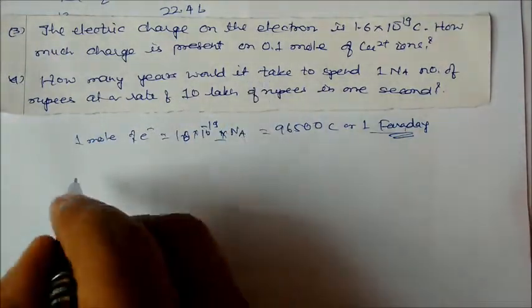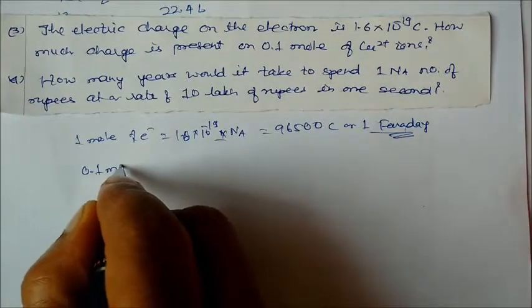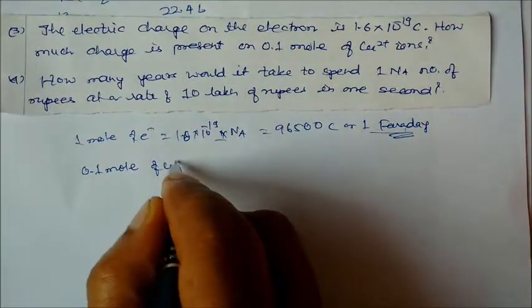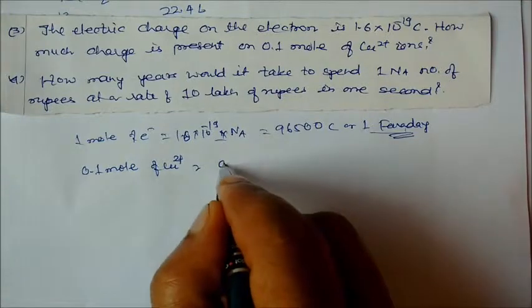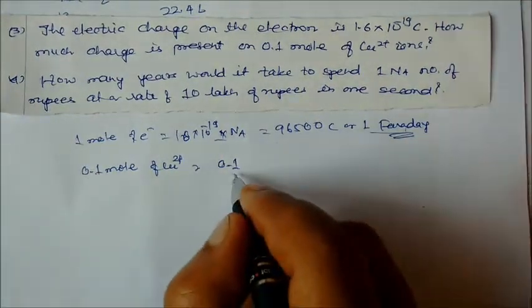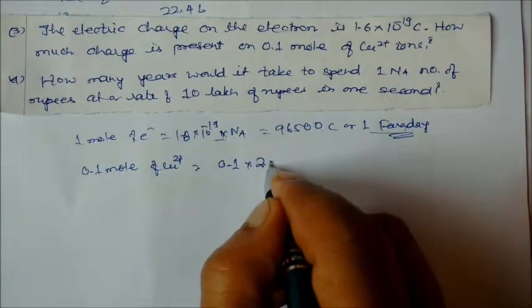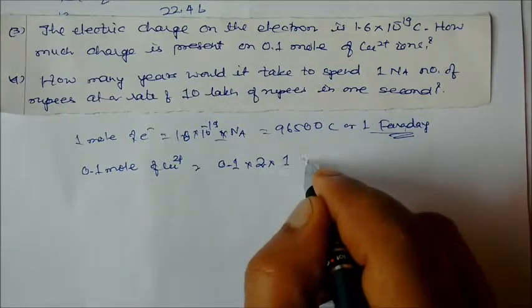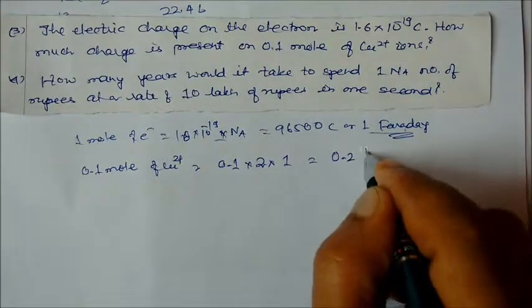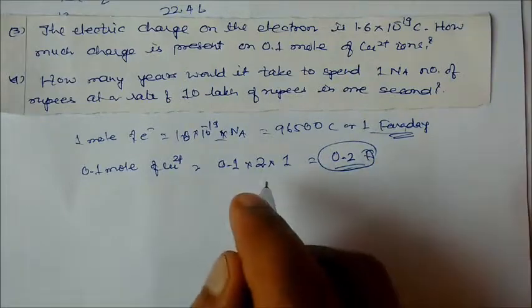Now they have given 0.1 mole. So 0.1 mole of Cu2 plus ion. So first you write here 0.1 mole because this is 1 mole. 0.1 mole, number of charge is 2 and Faraday is 1. So answer will be your 0.2 Faraday. So this is basically our answer.